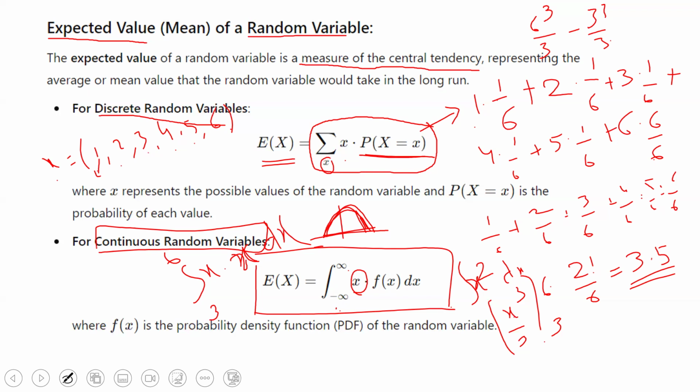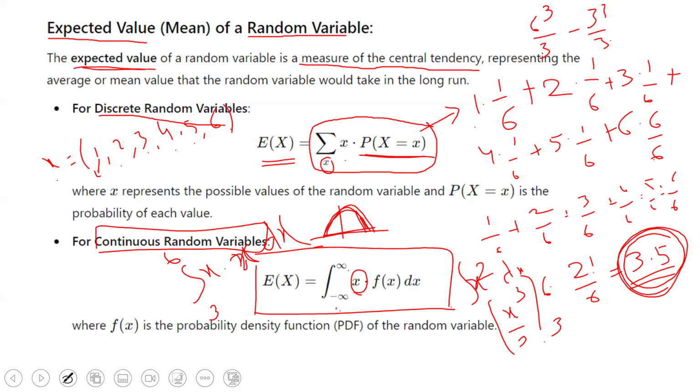Okay. So you got this value now, right? 3.5. Does this make sense to you? Anyways, what is this 3.5 representing, what is it saying? The expected value will give you a value.